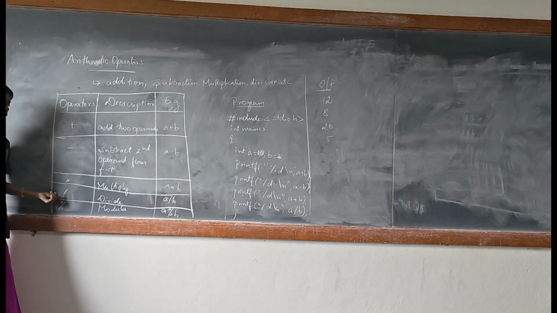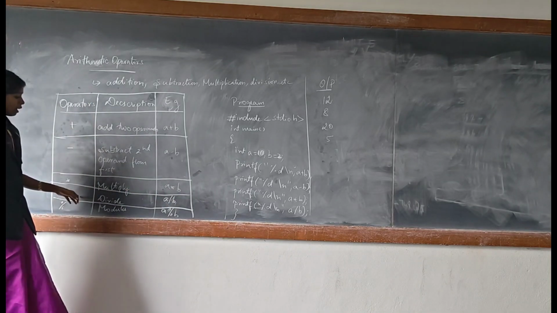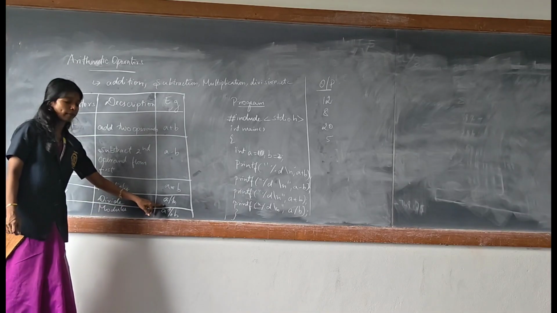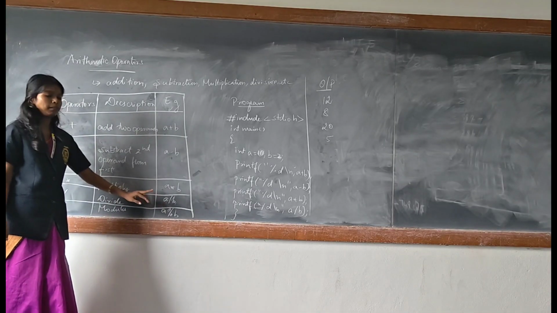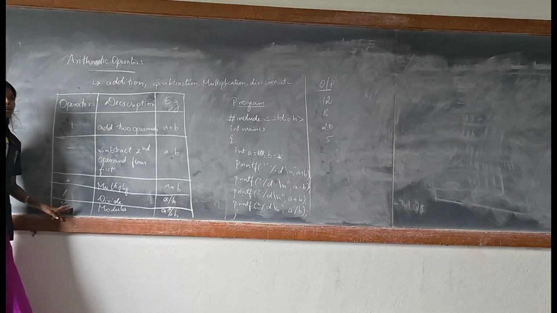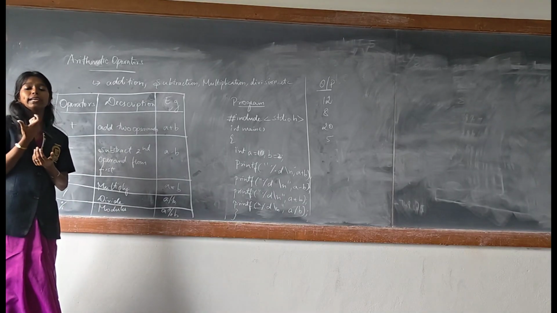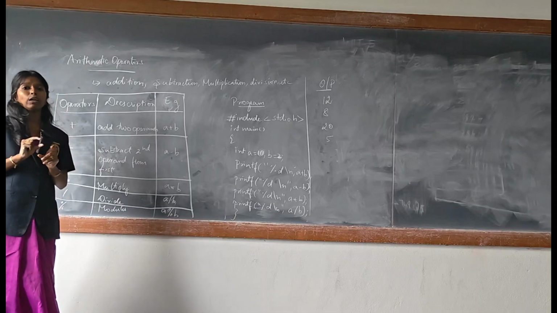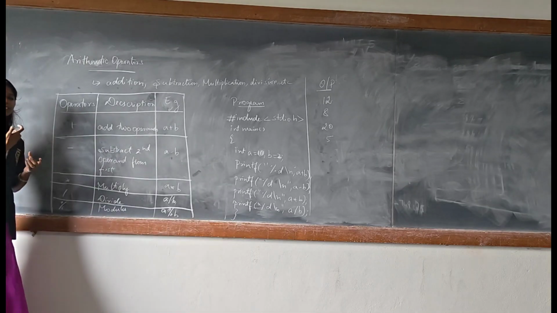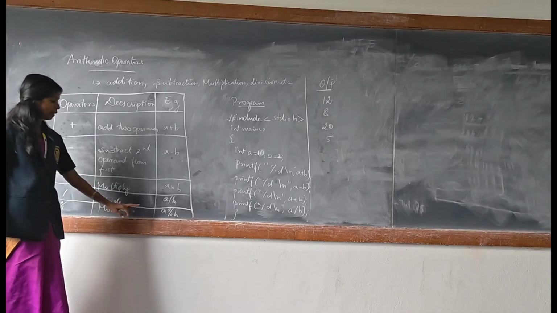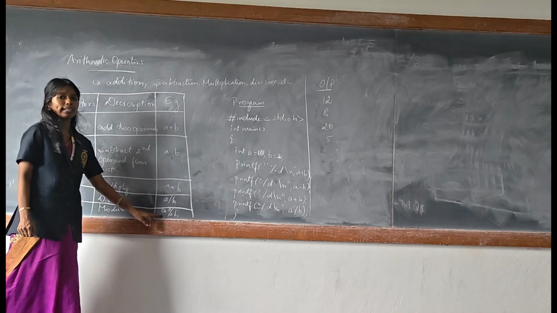Next, the division operation divides the value. The example is A divided by B. Then the modulus operator. In the modulus operator, we get the remainder value as output. We divide the values and get the remainder as output in this modulus operator. For example, A modulus B.